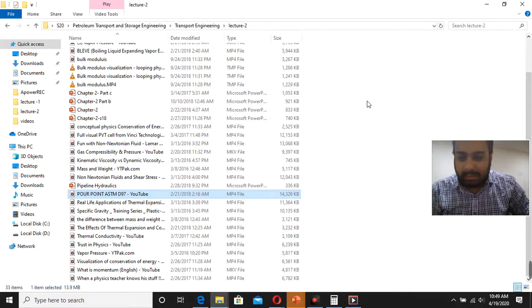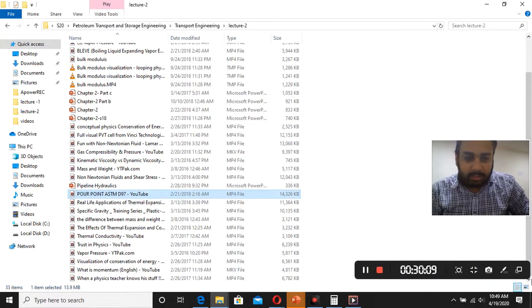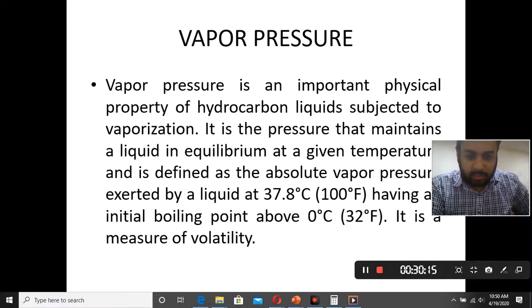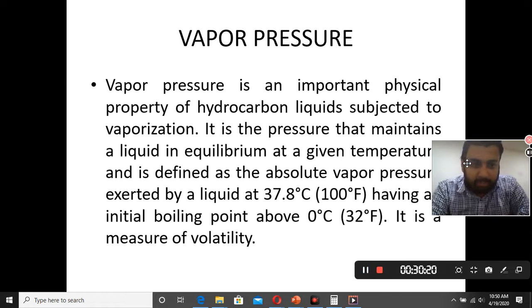Temperature. I mean, they are freezing at room temperature. So in this case, we have to make sure that the pipeline we have is above this temperature so that it does not freeze. Now the next property that I want to talk about is vapor pressure.